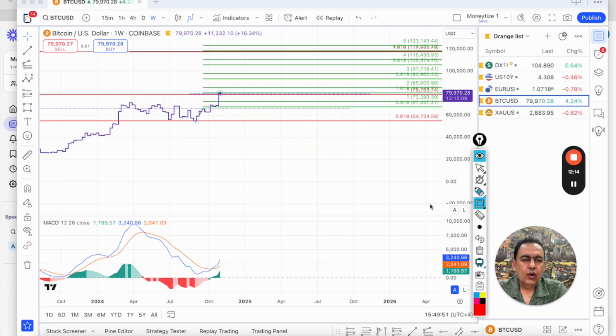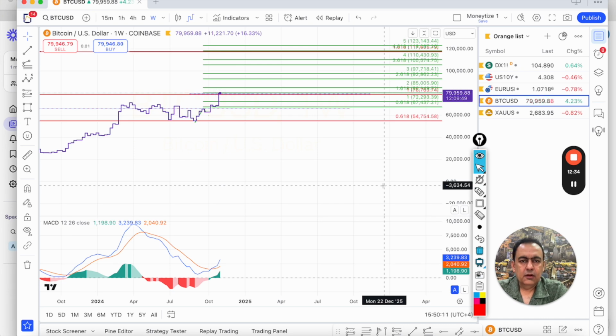Now, if you want some intermediate levels, they are clearly displayed by the green Fib extension lines. After 78,000, I see 85,000 on the charts, followed by 92, 97, 105, 110, and ultimately I'll be looking for 117,000. So if you want to stay invested in Bitcoin, it's a good time now. You can stay invested, and the next target would be 117,000.